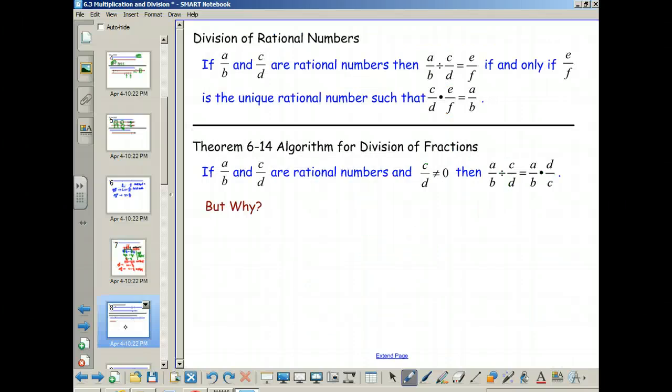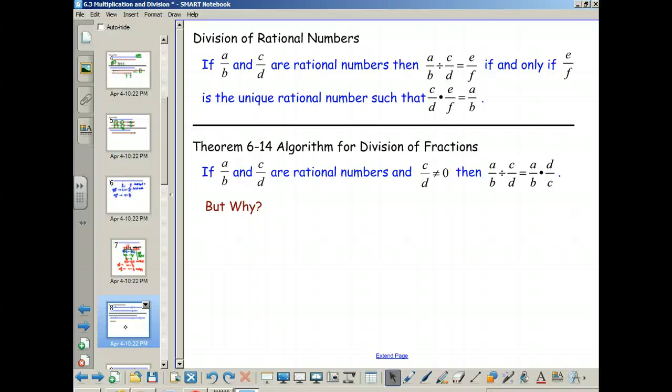Then a division. Division of rational numbers says the following. We have A over B divided by C over D, and it's equal to some other rational number. That only works if that rational number could have been multiplied by C over D to get back A over B. And this is the way that students are first introduced to division when they do whole numbers as well.